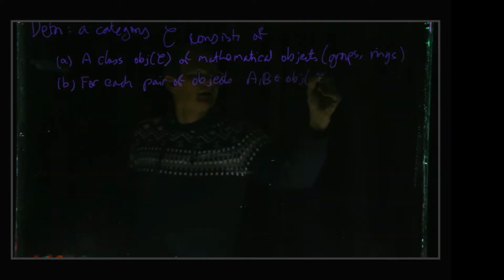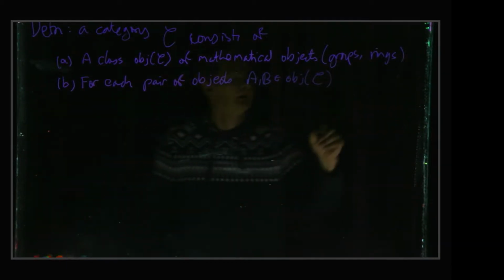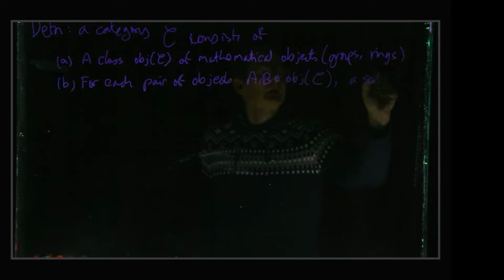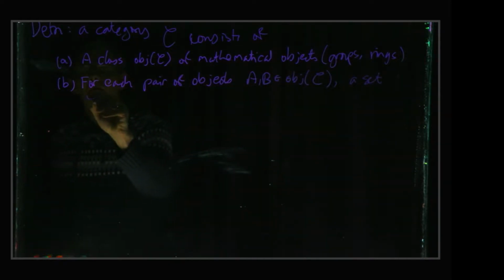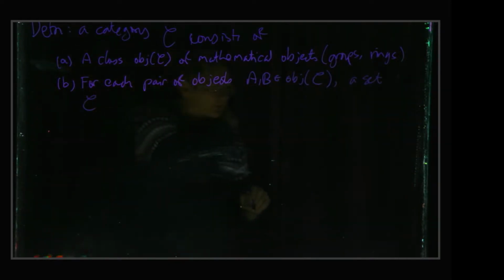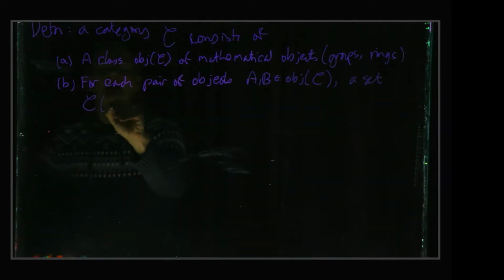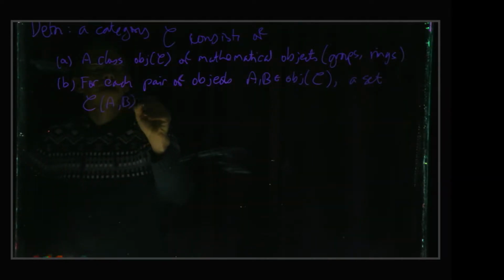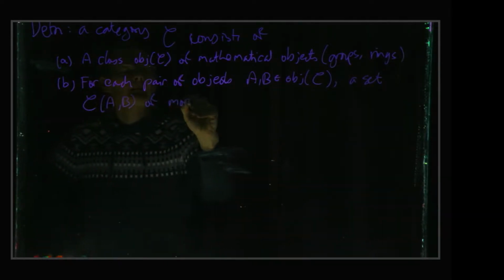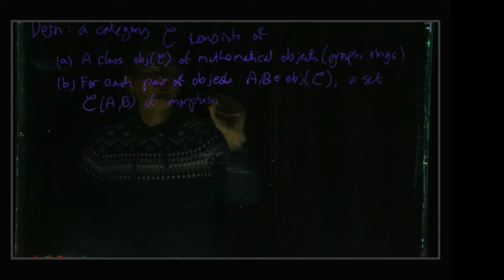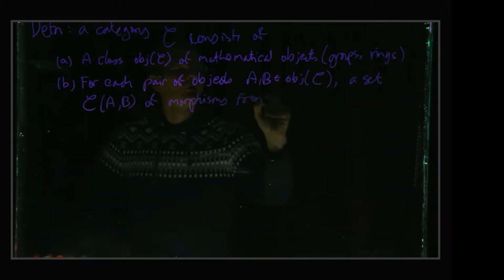And then for every pair of objects, we're going to have a set. Okay, this is one other ingredient in the structure of the category. A set C(A,B), and the elements of this set are going to be called morphisms from A to B.